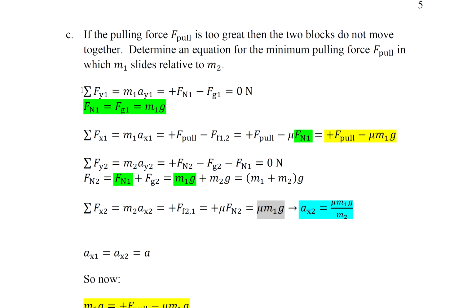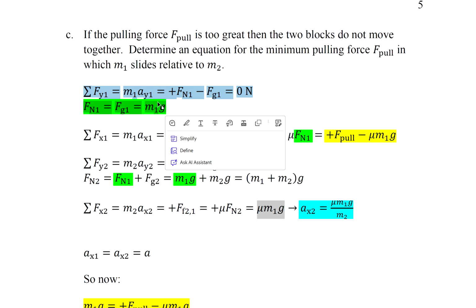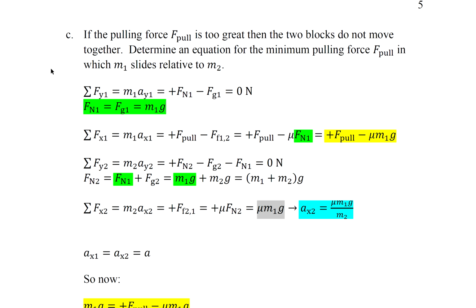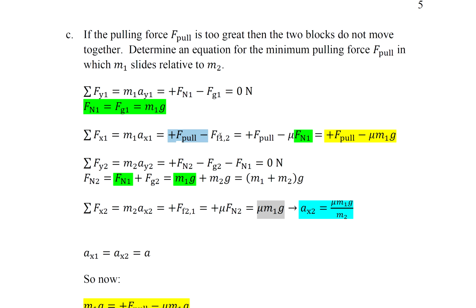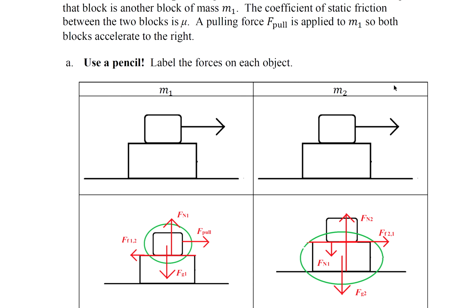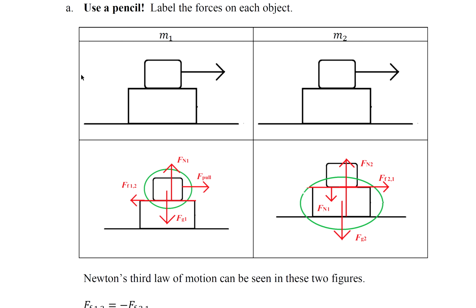So take a look at mass 1, we get this equation here. Sigma F sub y1 equals m1 a sub y1. We get force normal 1 minus force gravity 1 equals 0. And take a look at sigma F sub x1 equals m1 a sub x1. What forces do we have? We have force of pull minus force of friction. So you could see that in this free body diagram on the bottom left.